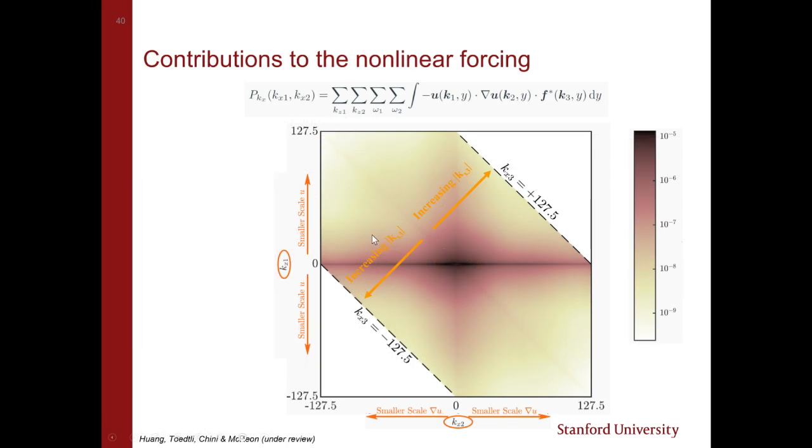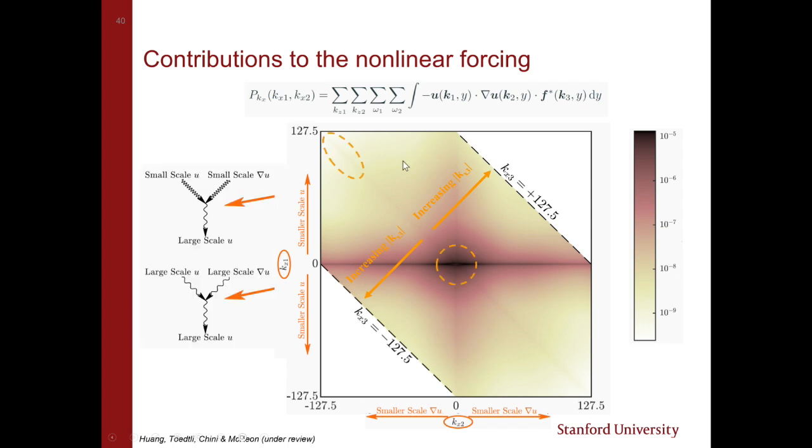These diagonal lines, let's go back one, here, correspond to constant K3. All right, so 0 and 0 will give me back a 0. A plus 127 and a minus 127 give me back a 0. So diagonal lines are for a constant output, K3. These are large scales, close to the 0, going to small scales, and these are the resolution limits of the DNS.